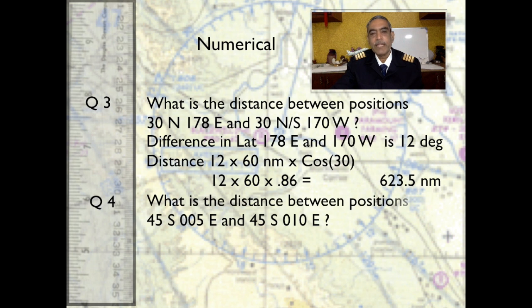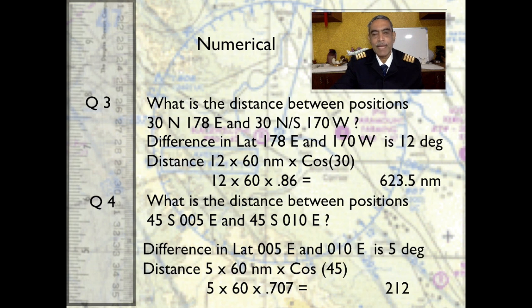Question 4. What is the distance between the positions at 45 degrees south, 005 east and 010 west? Very simple question. The cos of 45 is 0.7, so at a 15 degree difference it works out to 212 miles. I have not included any questions for distance variations along the latitude or along the longitude because they are very, very simple to calculate.